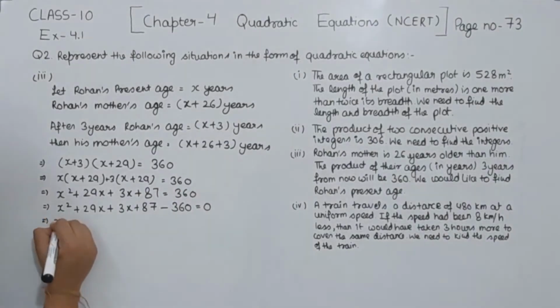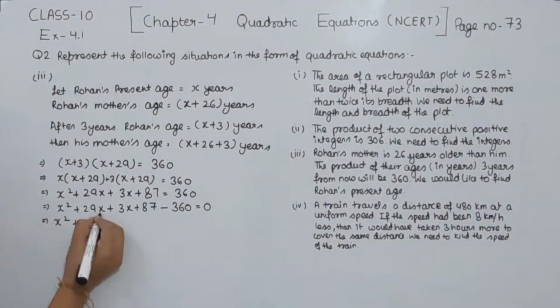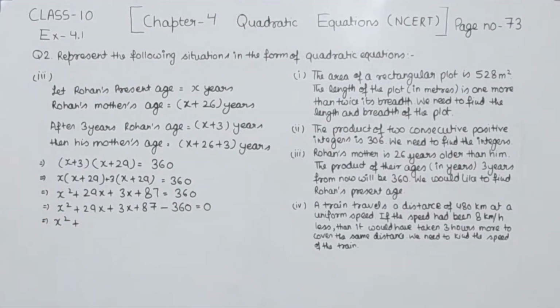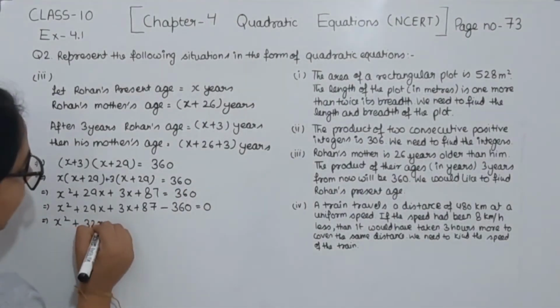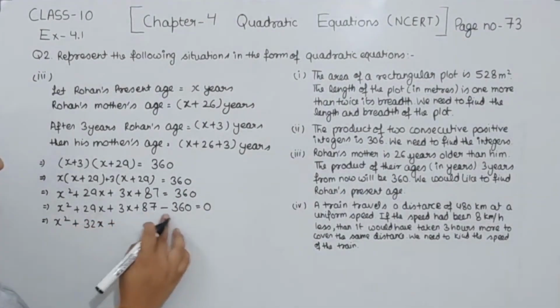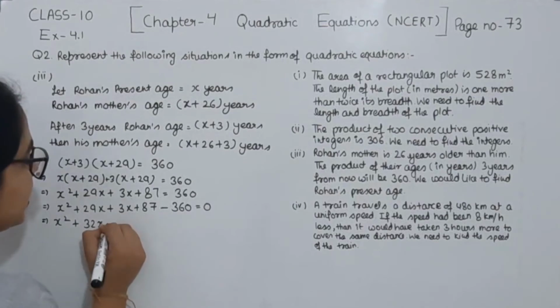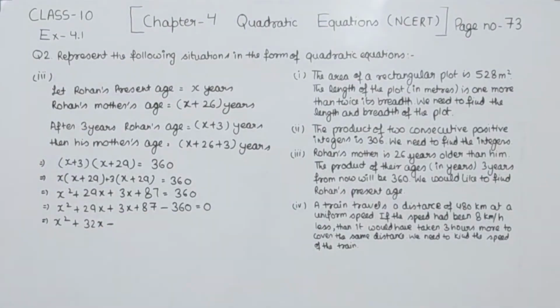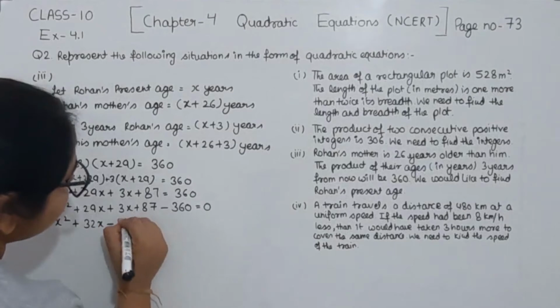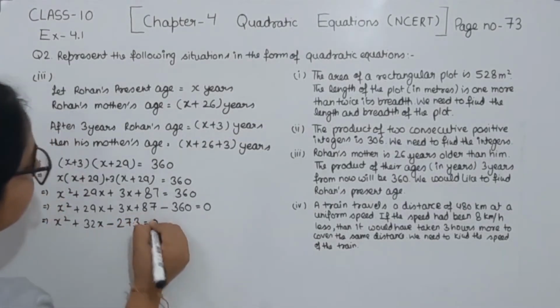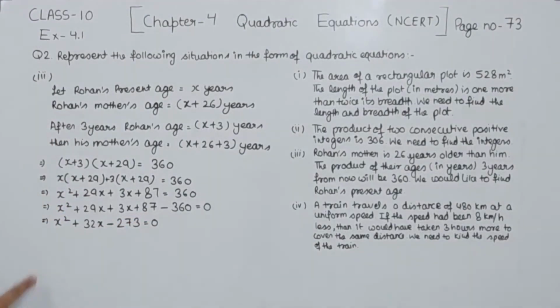We have transposed 360 from right to the left hand side. Now to solve this one, this is x square plus 29x plus 3x we are having. Now we are going to add this one. This will be equal to 32x. Now plus minus minus, so we will have the answer in the negative because 360 is greater. Now 87 minus 360 is equal to minus 273, and this is equal to 0. So this is the required quadratic equation for part 3.